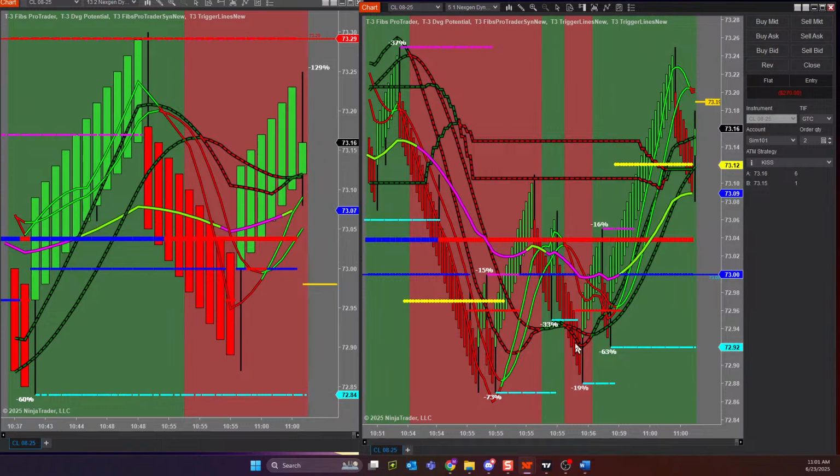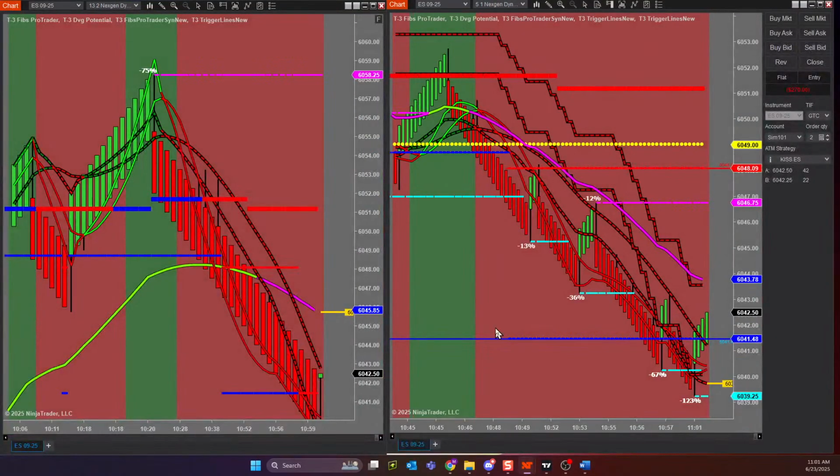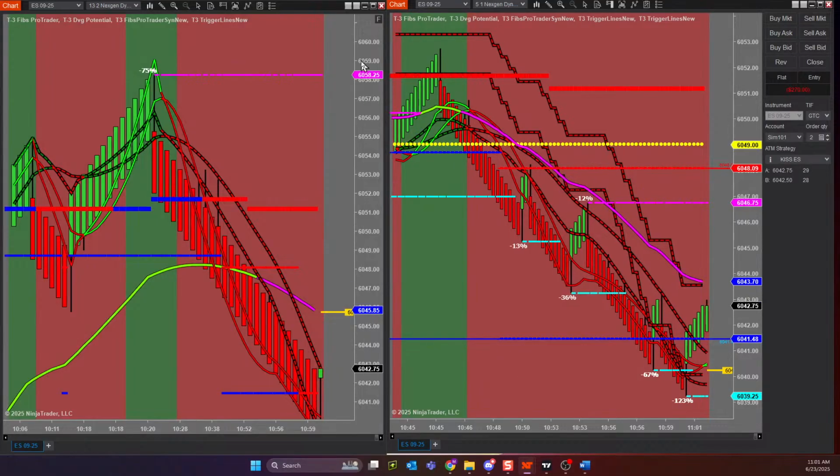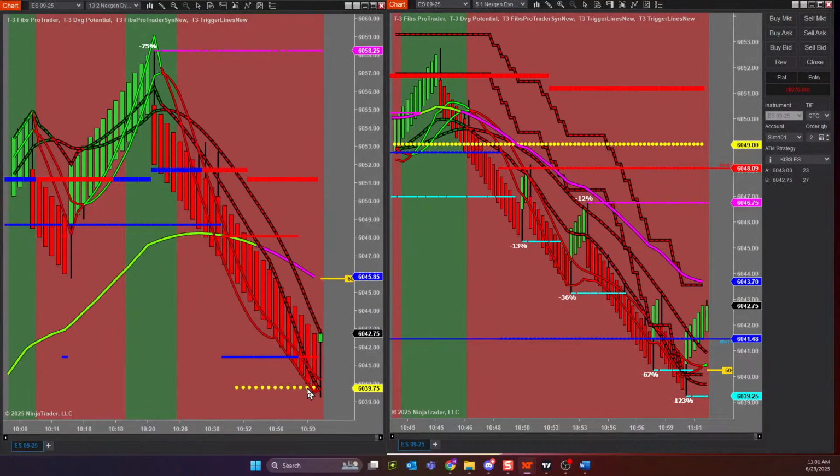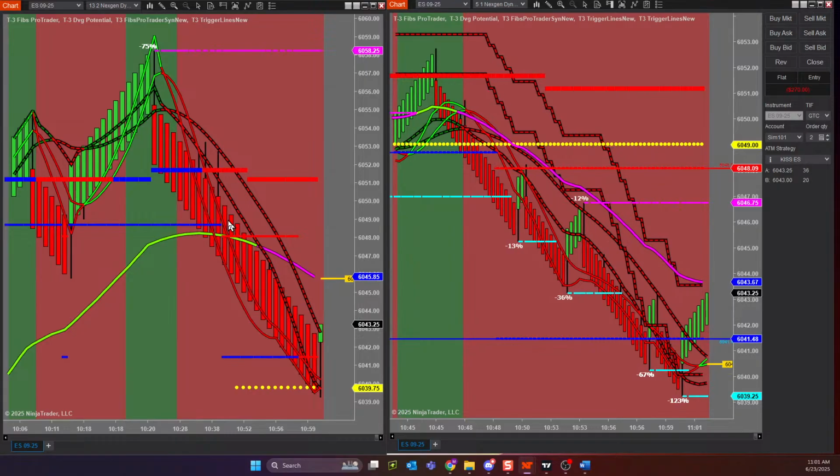Triggers didn't get through, multiple divergences. I'll be damned, it went up. This one, right into a termination. This is the bummer. This is one of the bummers. There wasn't a trade for me to take in there.